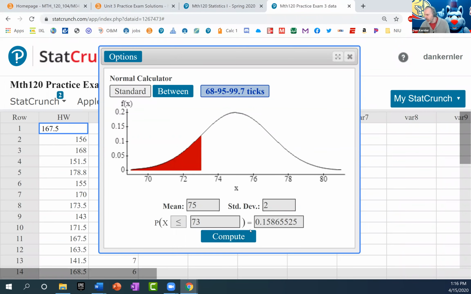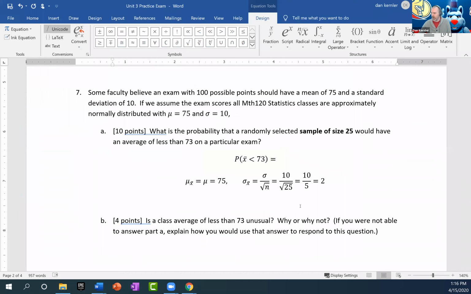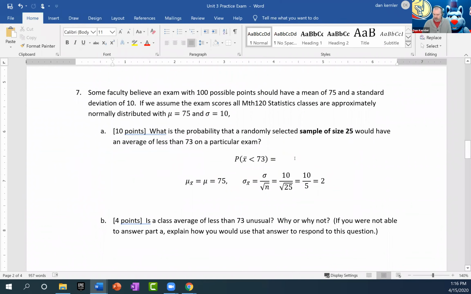And so that's about 0.159, 0.16, depending on how you want to round. It's not a big deal. So we'll see, I guess we should say approximately 0.159. So that's the probability that a randomly selected sample of size 25 would have an average of less than 73.